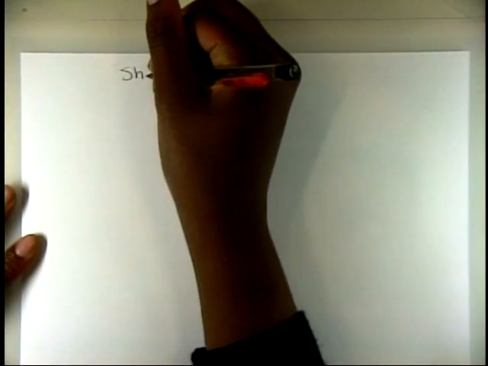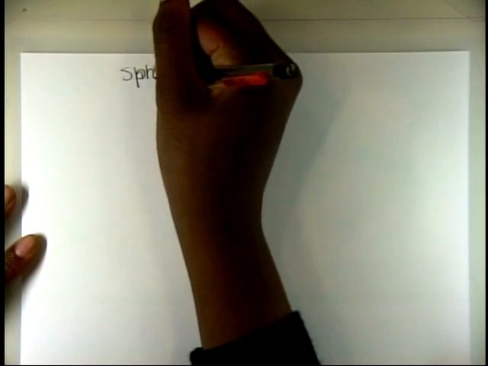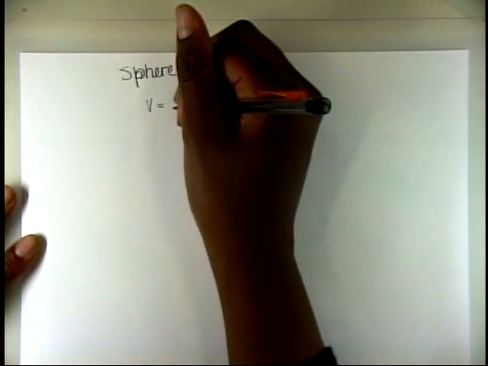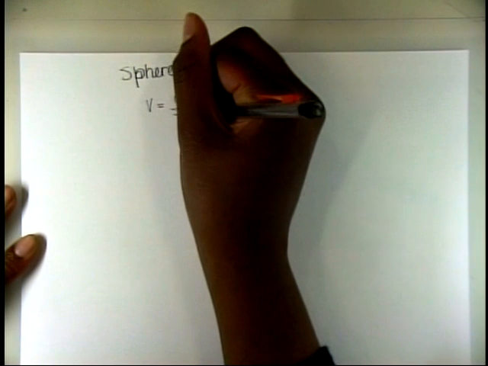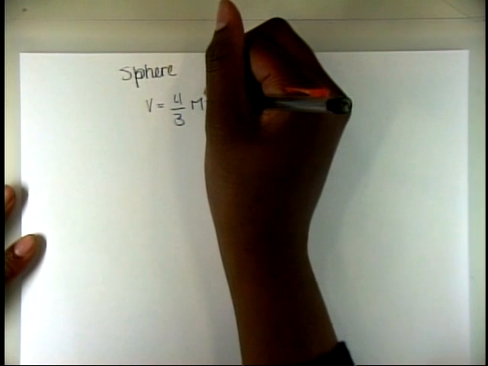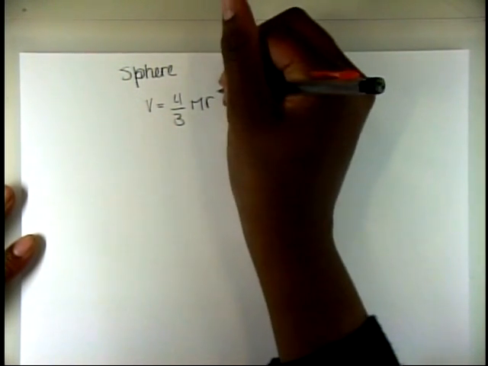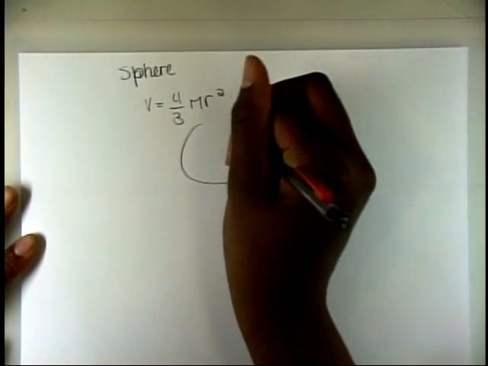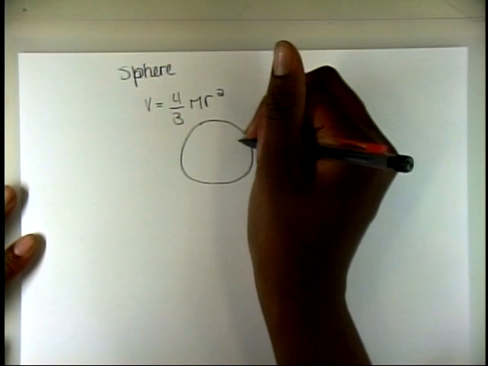Next, we will move on to the sphere. The volume for this equation is 4/3 pi r squared. It may look like a circle, but this is the sphere.